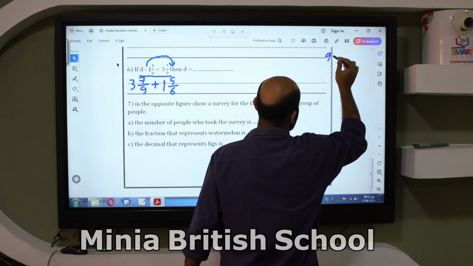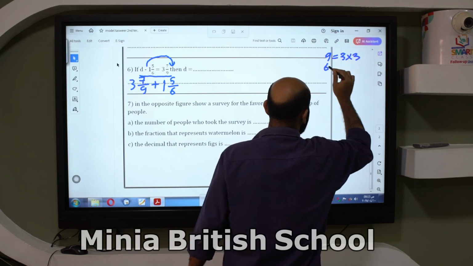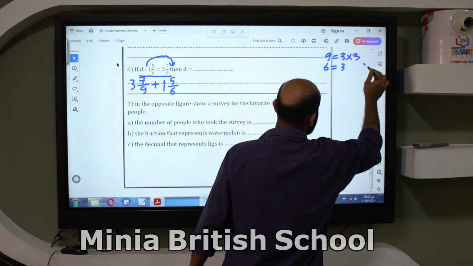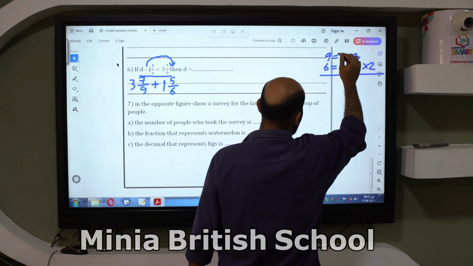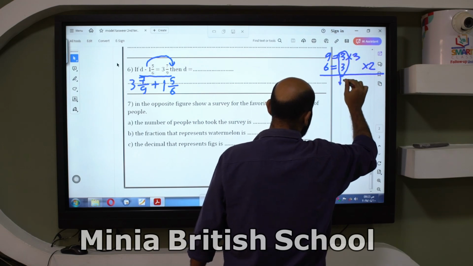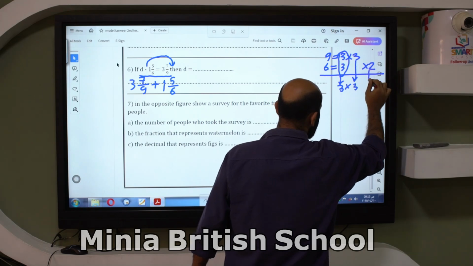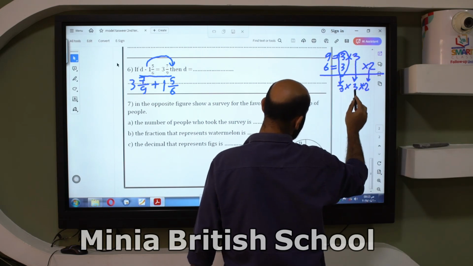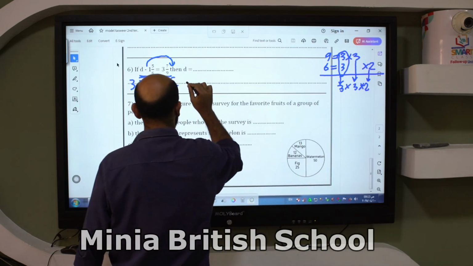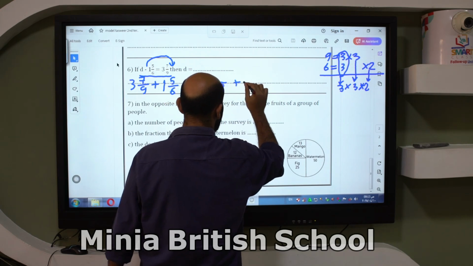Okay, I have 9 equals 3 times 3. And I have 6 equals 3 times 2, just like this. And I think you all know how to get the LCM. Drop all those numbers. 3 times 3 times 2. So that means the LCM in this case will be 3 times 3 equals 9, 9 times 2 equals 18. So our new denominator will be 18, okay?